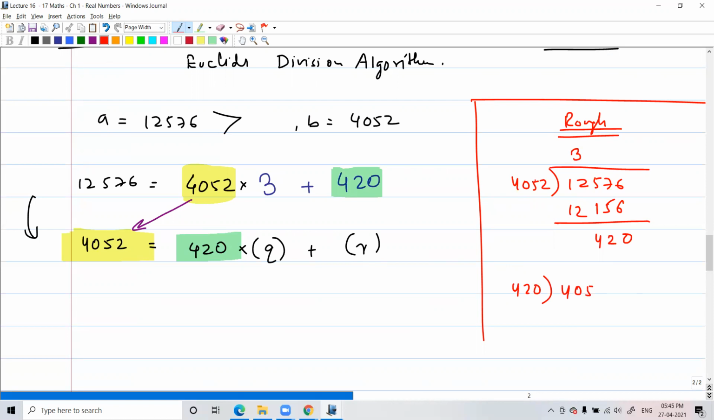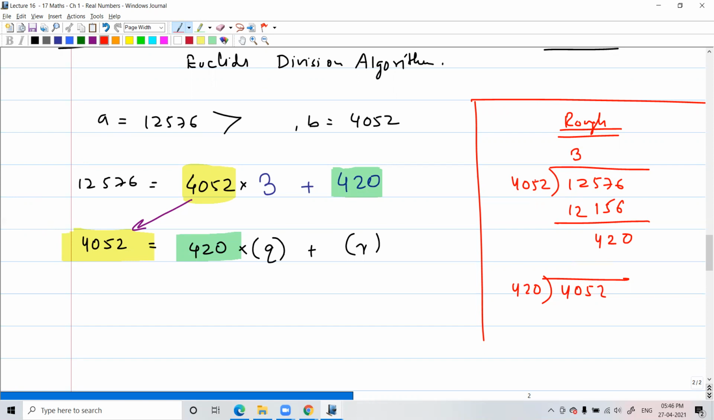420 and 4052. See guys, this is an algorithm. Algorithm means it's a set of instructions which you need to follow to achieve some result. So don't ask me why this is happening. Why are we doing this? Because this is a complex algorithm, and to explain why this works is fairly complicated. And that's not part of your syllabus. You don't need to worry how the algorithm works. All you need to learn is how to use this algorithm, which is Euclid's division algorithm.